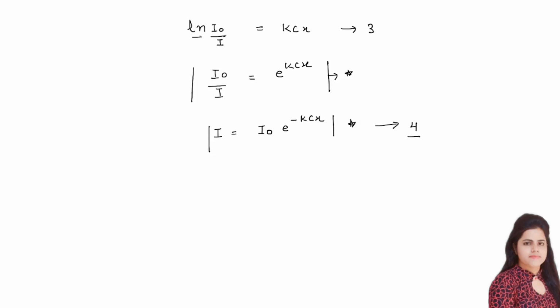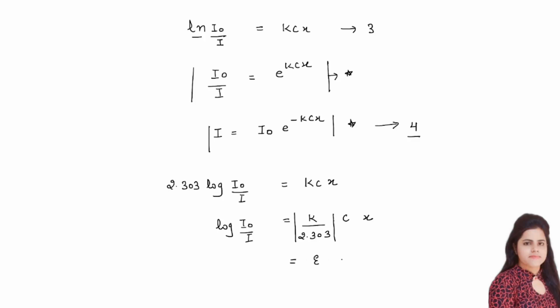Then by using this third equation, I can write one more form. I will remove this ln and I will introduce log. So it will become 2.303 log I naught by I equal to kcx. Then what will I do? I will write this 2.303 upon k and introduce one new constant. This k by 2.303 is equal to epsilon, which is molar extinction coefficient.